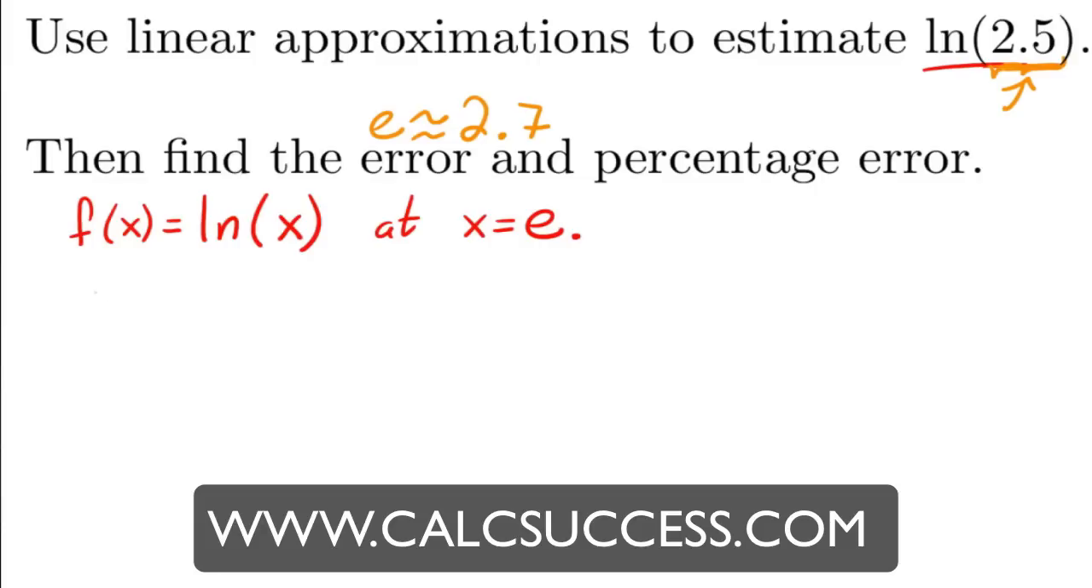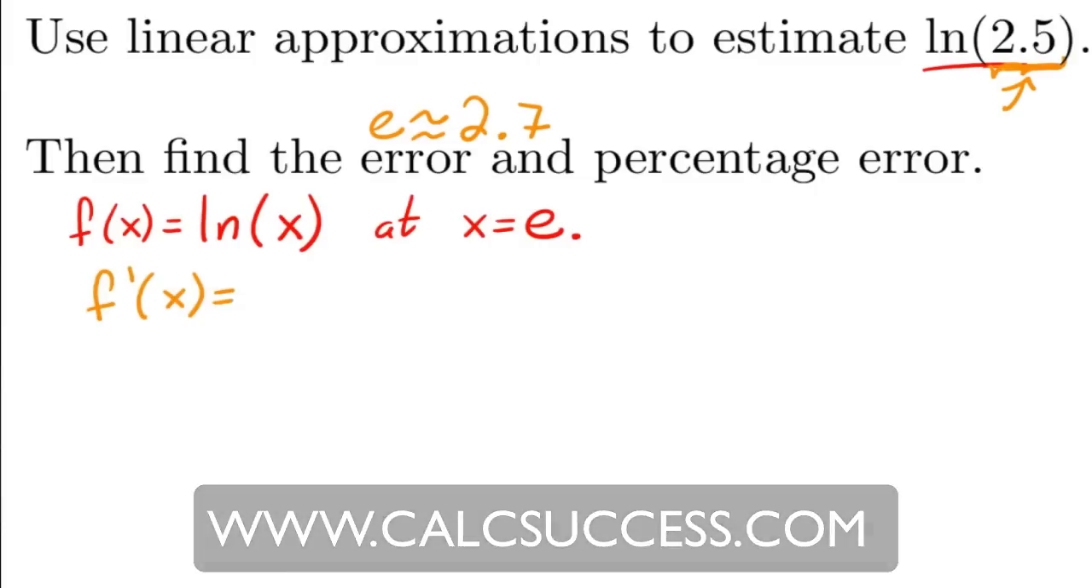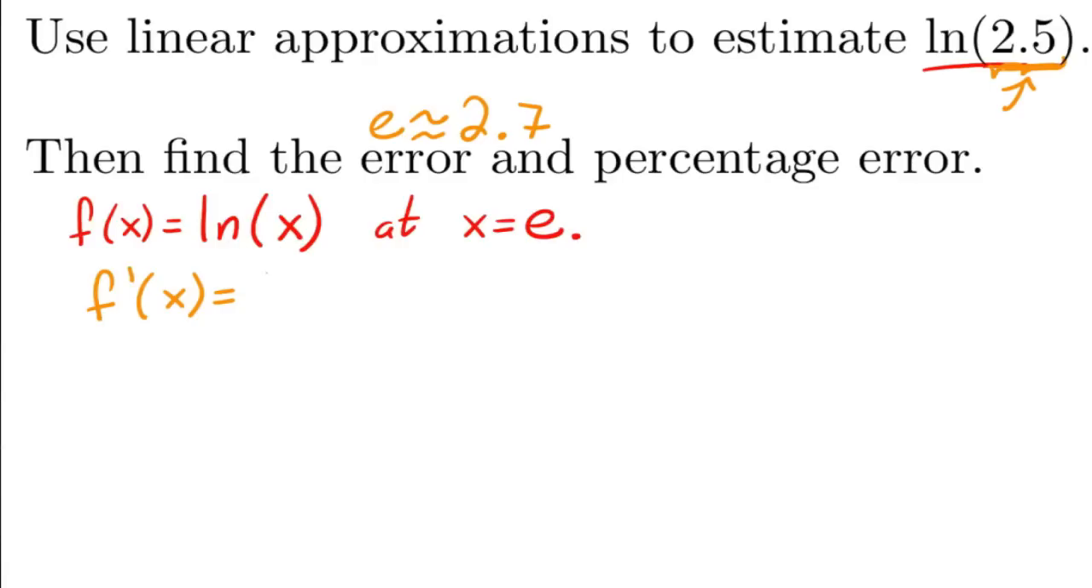Okay, so the first task, as usual, is to find the derivative. So the derivative of natural log of x is 1 over x, and so the slope, m, is the derivative at e, which is the point that we're finding the tangent line at. So this is just 1 over e.